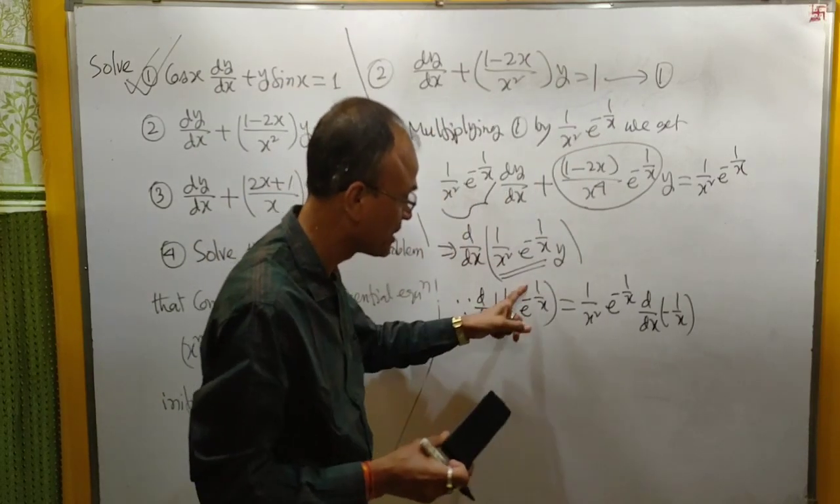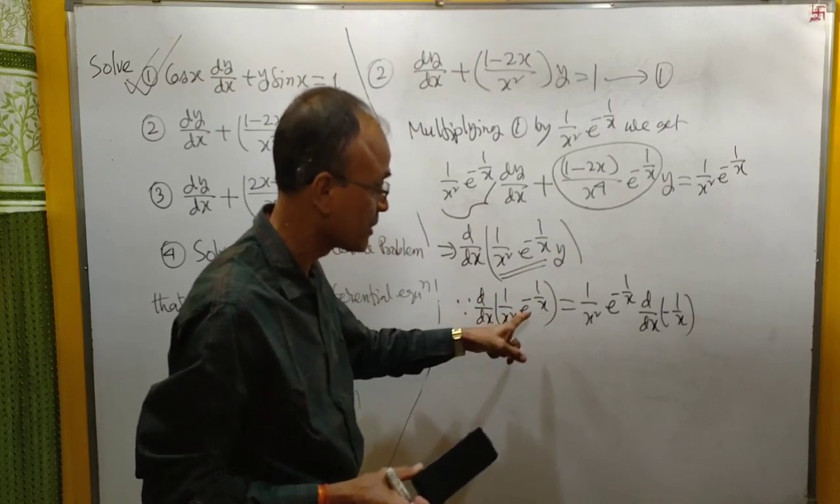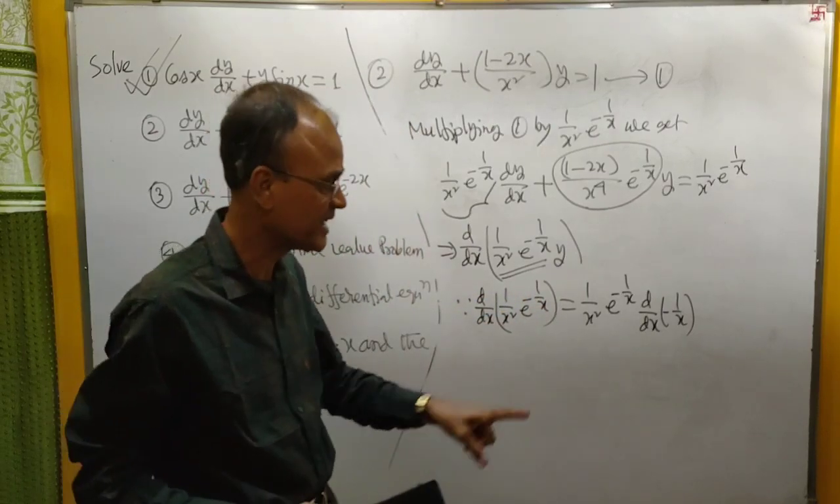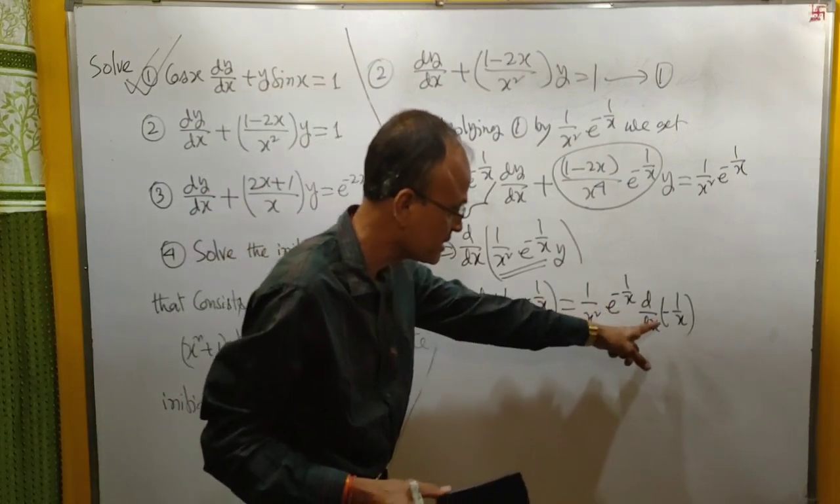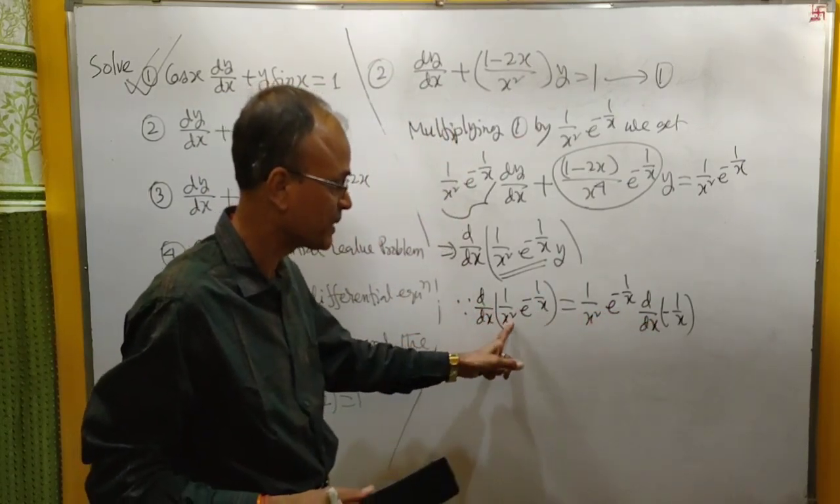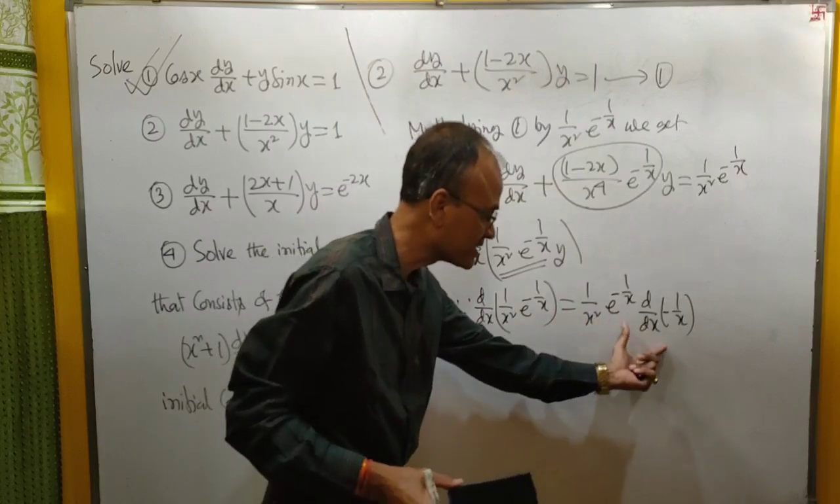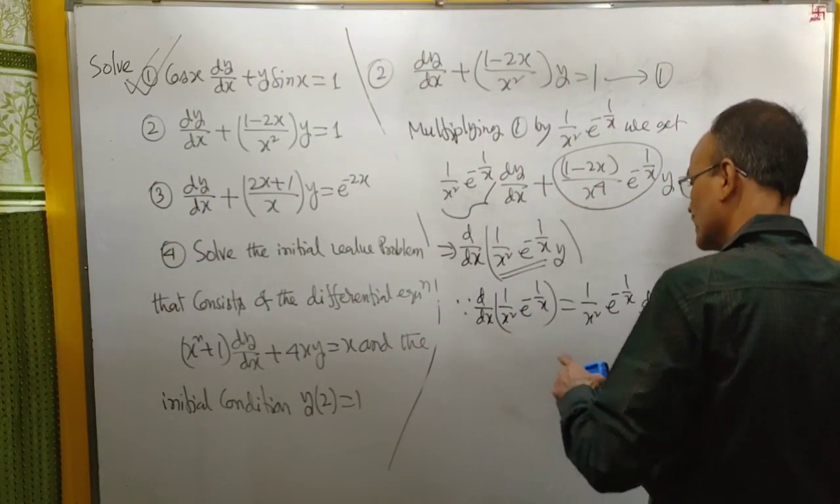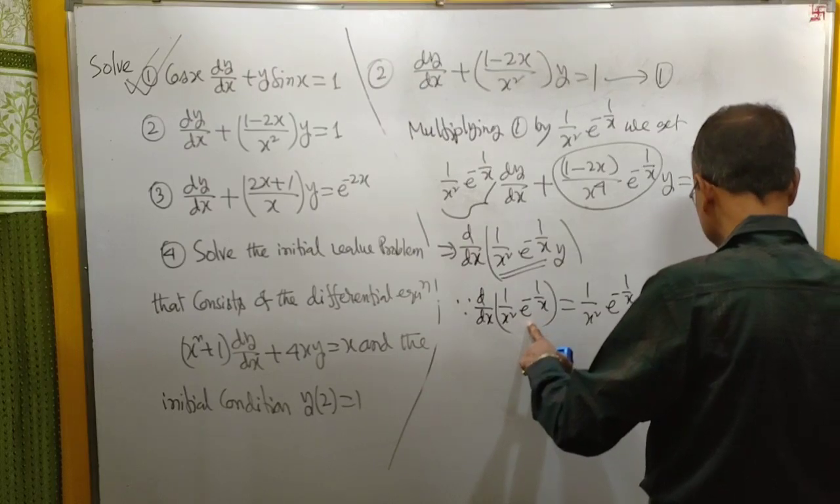It is of the form minus 1 by x. Therefore, the differentiation of this e to the power minus 1 by x. Now differentiate minus 1 by x with respect to x. First function into differentiation of the second, plus second function e to the power minus 1 by x.